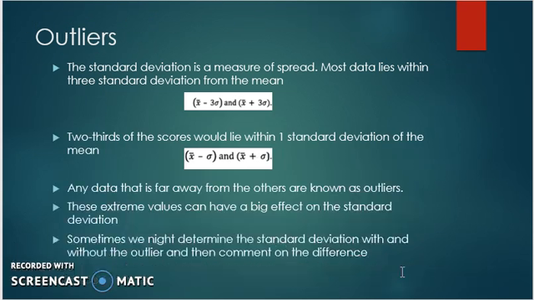So then there's outliers. Standard deviation is a measure of spread, and most data lies within 3 standard deviations of the mean. So our average minus 3 standard deviations, and our average plus 3 standard deviations. 2/3 of the scores would lie within 1 standard deviation of the mean, so minus 1 standard deviation or plus 1 standard deviation. Any data that's far away from the others, so outside of the 3 standard deviations, is known as outliers. These extreme values can have a big effect on our standard deviation.